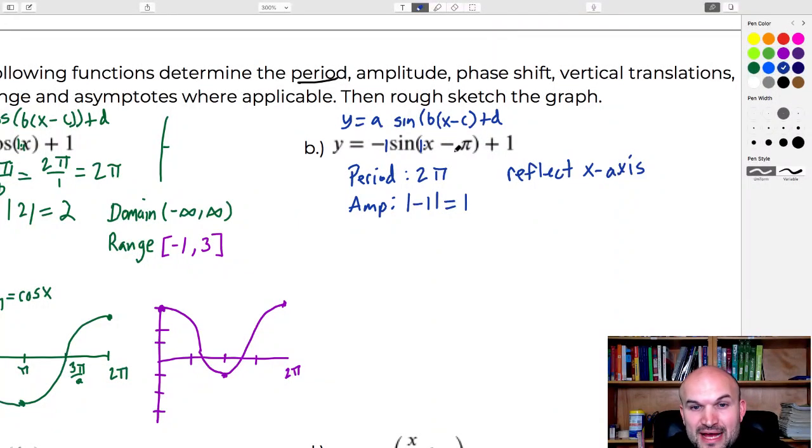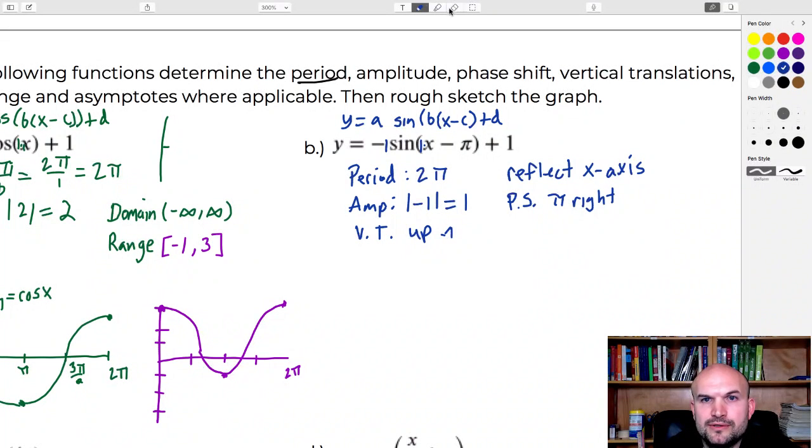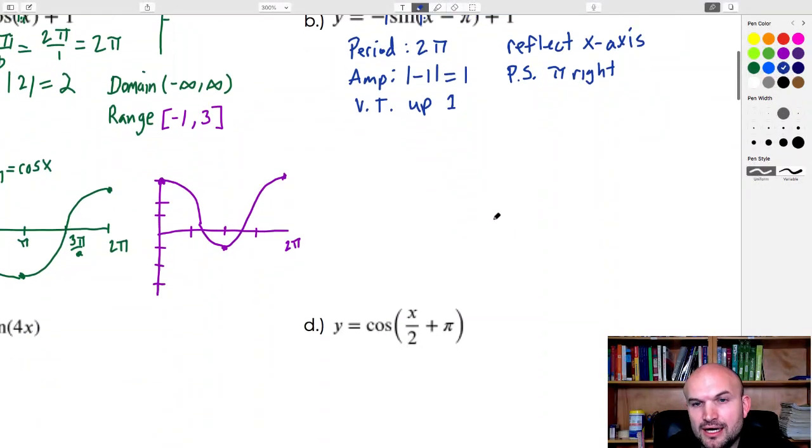All right. And then let's go ahead and talk about phase shift here. So you can see that our c is pi. So therefore, we're shifting the graph pi units to the right. So I'll say phase shift is pi to the right. And then last but not least, we have our vertical transformation, which again is being added 1. So we can say up 1 unit. Up 1.